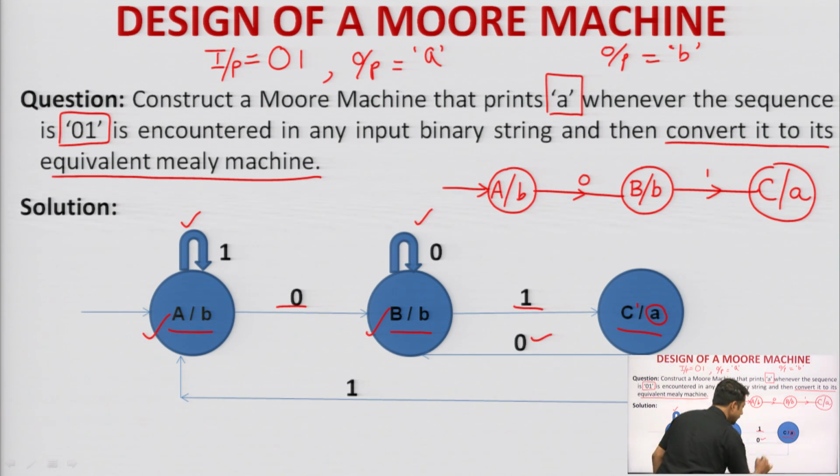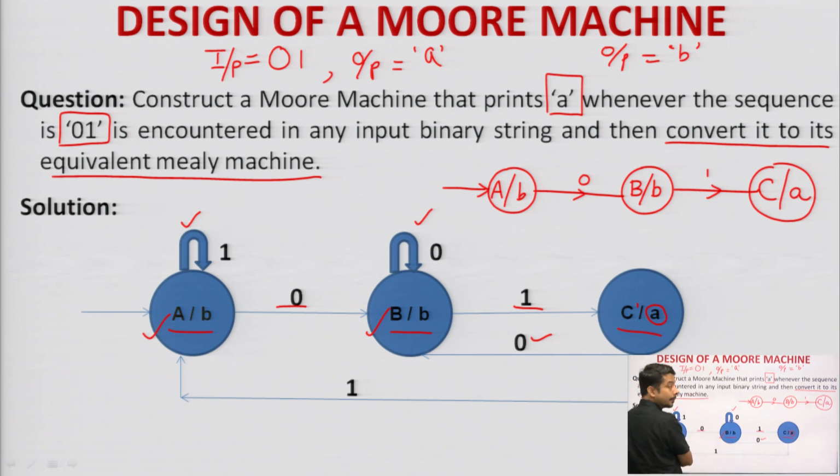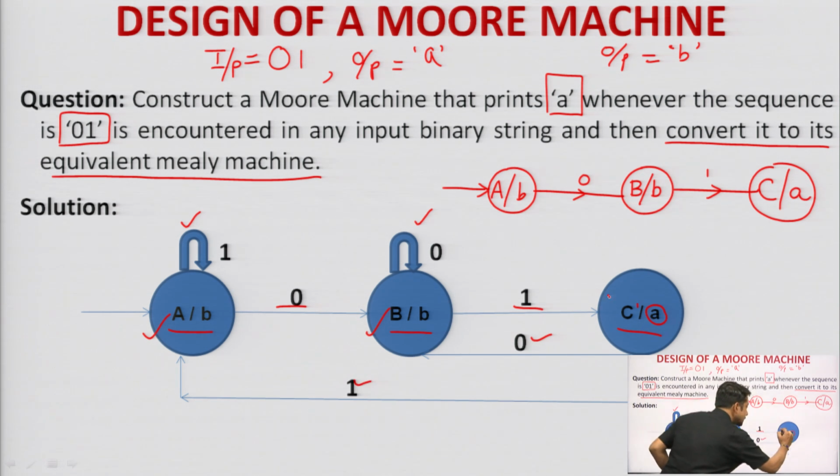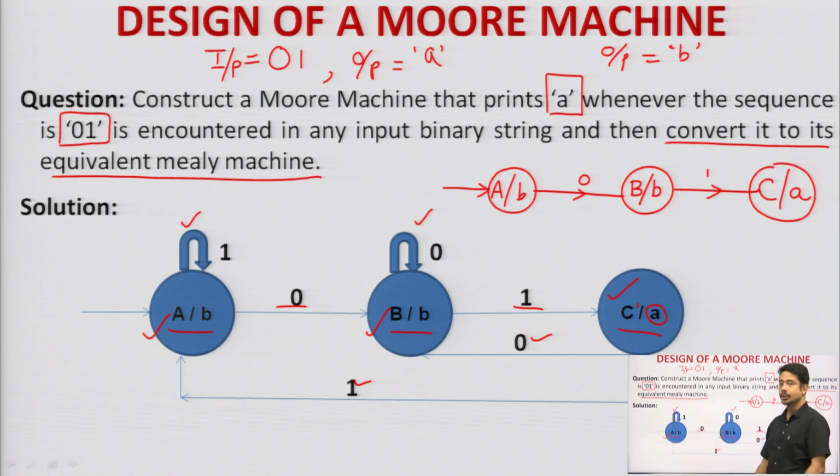So, 0 is done. Can I take 1? I cannot take 1 from state C to state B. Why? Because it will have a sequence 1 1, which has not been asked in the question. So, I can take a backtrack of 1 back to A. It will not at all hamper our diagram. So, state C is also done. Now, look at this diagram, this is the perfect Mealy machine for this question. This is how you need to construct a Mealy machine if a particular question is given to you.